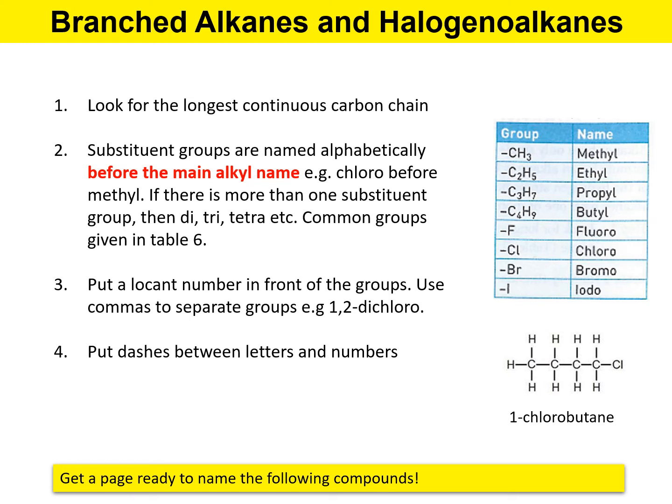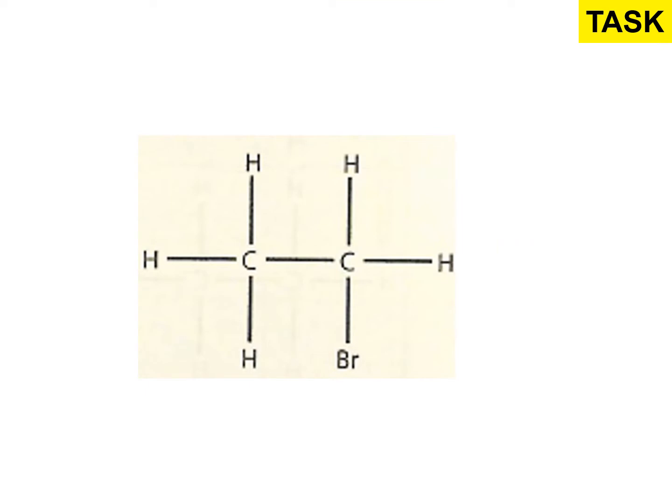When we name branched alkanes and halogenoalkanes, the substituent groups are named alphabetically before the main alkyl name. So for example, below you can see you have 4 carbons in a row, which makes it butane. If you look at the chloro group, you could think it's on either carbon number 4 or carbon number 1, and we go for carbon number 1 because that is the lowest number.